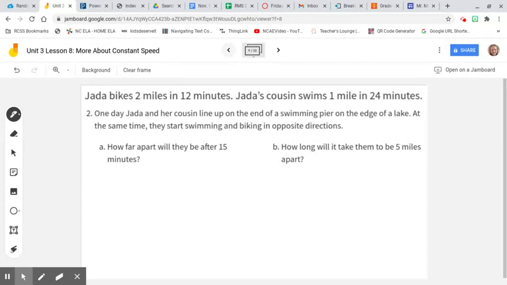So let's look at the second question. Okay, we still have the same information to begin with, the 2 miles in 12 minutes and the 1 mile in 24 minutes. So on the same day, Jada and her cousin line up on the end of the swimming pier on the edge of the lake, and at the same time, they start swimming and biking in opposite directions. How far apart will they be after 15 minutes? And then how long will it take them to be 5 miles apart?